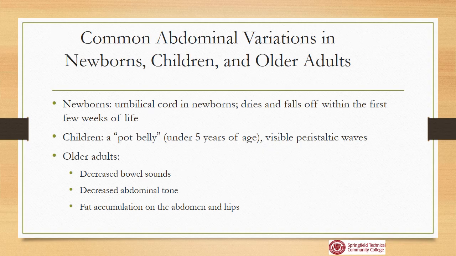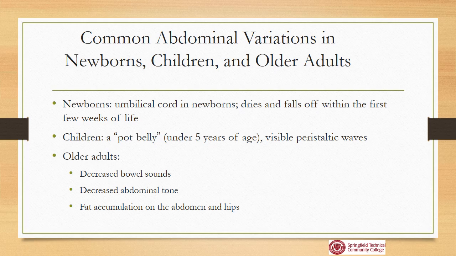Common variations in the abdominal assessment for children, newborns, and older adults. Newborns, you'll see their umbilical cord. It dries and falls off within the first few weeks of life. For care, which you will learn in your second semester when you have maternity and newborn, you're just going to clean that gently and it should fall off on its own.